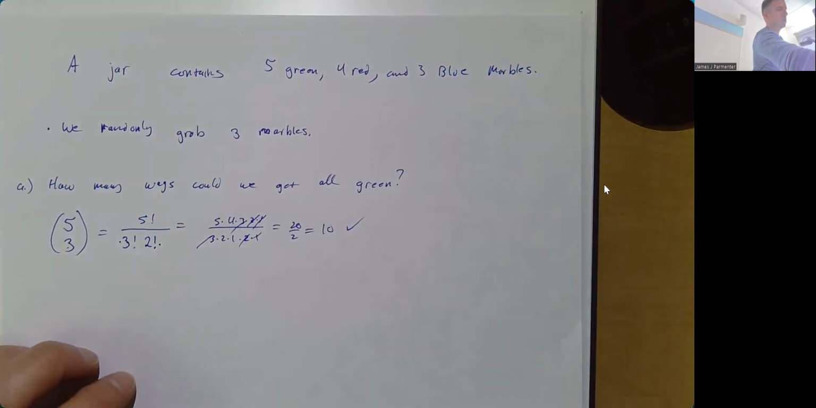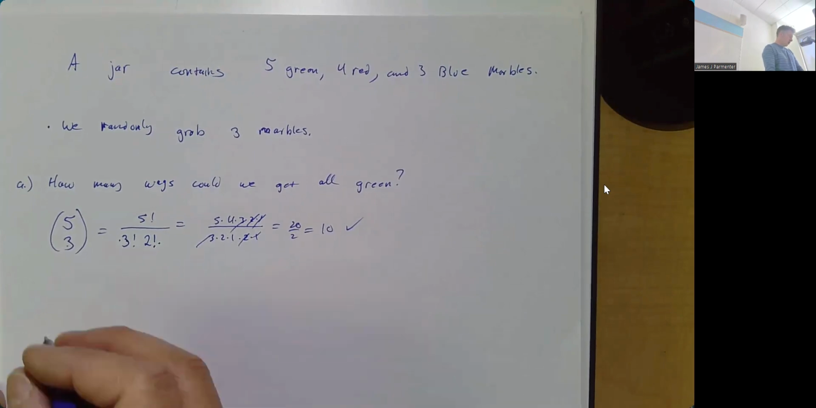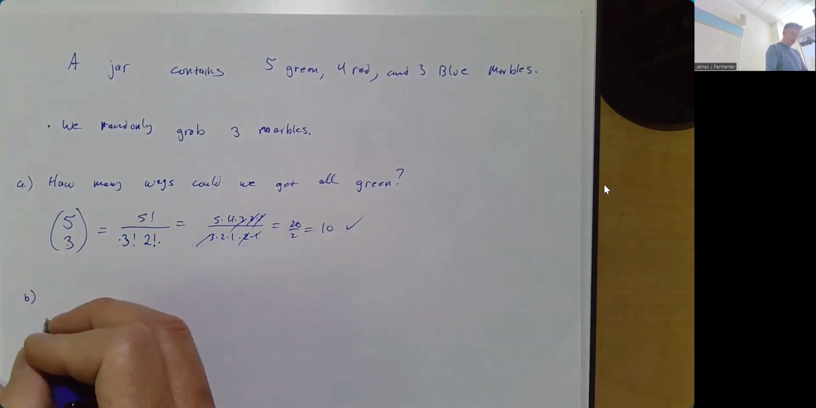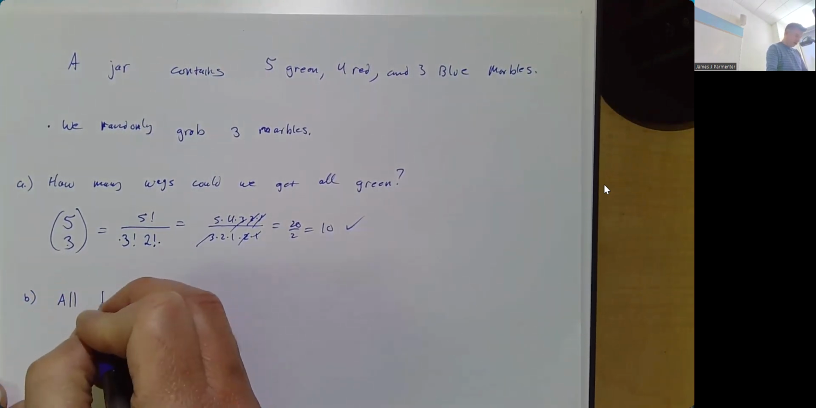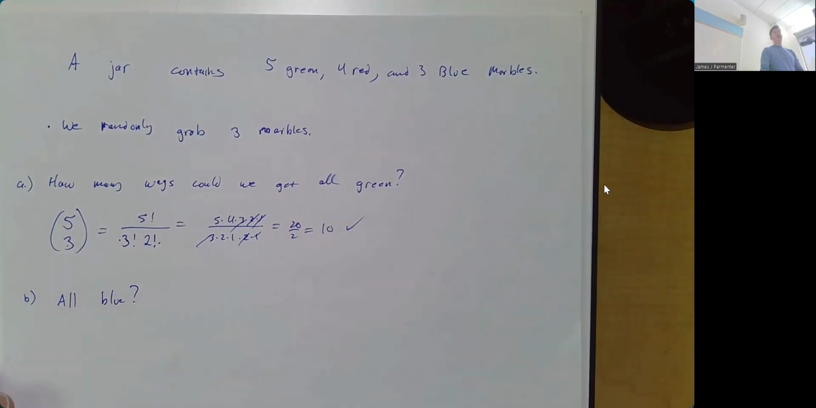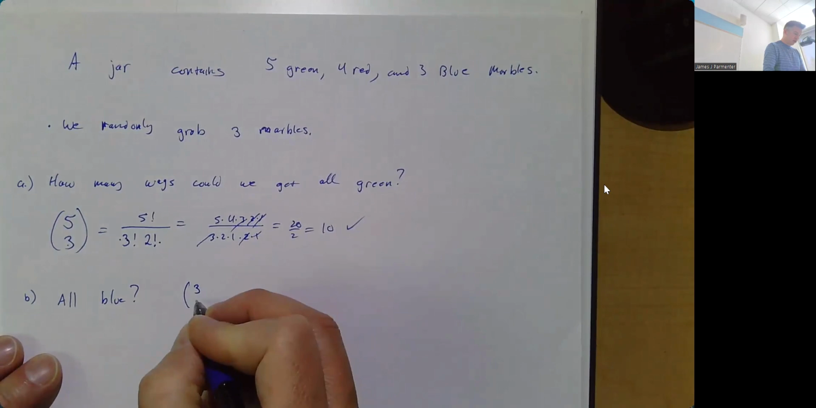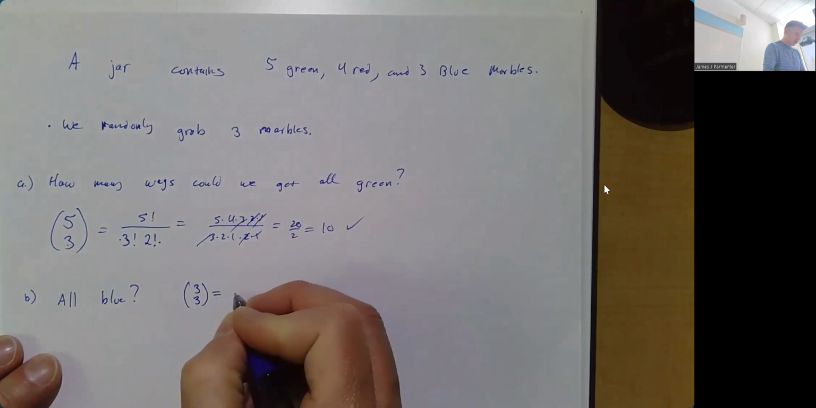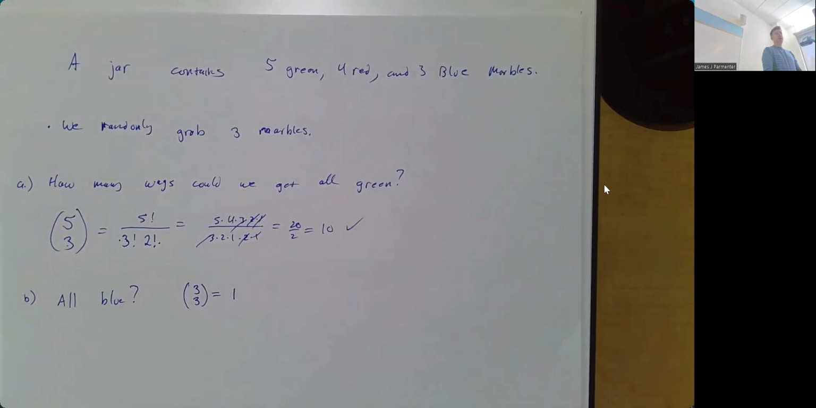What if I wanted all blue? Well, now there is only one way, right? There are 3 blue balls and I want to choose all 3 of them. So 3 to choose from and 3 that I want to choose is going to equal just 1. And that's always true. If you're trying to choose all the things that you have, there's only one way to do it. You choose all of them.